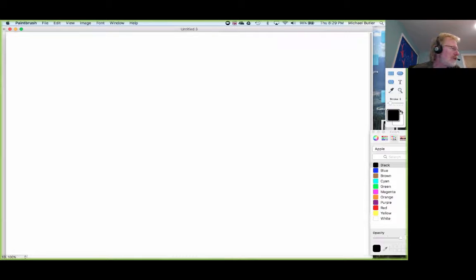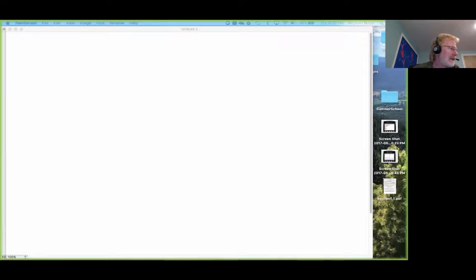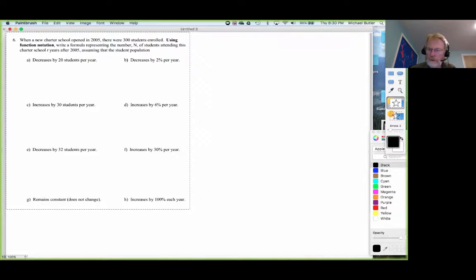This is the new charter school that opened in 2005 with 300 students. Is that the one we're doing? Yes. Okay, cool. This is very similar to that table we just did. Let's go grab the problem and paste it over here. A new charter school opened in 2005. 300 students are enrolled. Using function notation, write a formula representing the number n of students attending the charter school t years after 2005, assuming that the student population does the following.